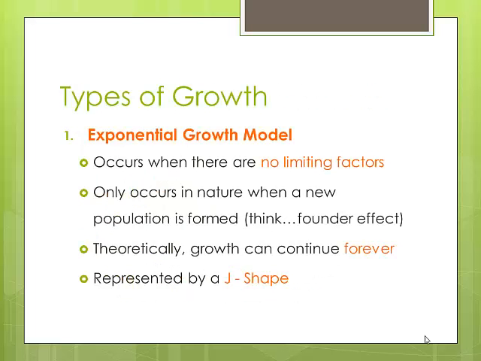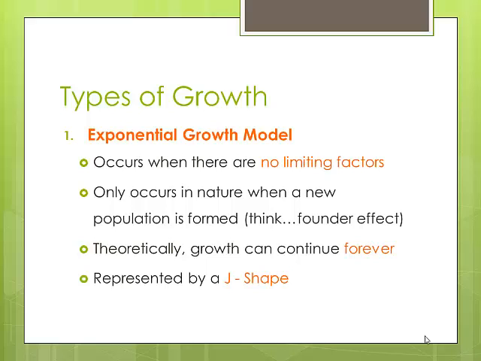There's a couple of types of growth. We have the exponential growth model, and that occurs when there's nothing limiting the amount of offspring that an individual can have. So there are no limiting factors. For example, if a plant is growing in a very small pot, the pot would be the limiting factor because the plant would have all the sunlight it needed, but it wouldn't have enough space for the roots to grow.